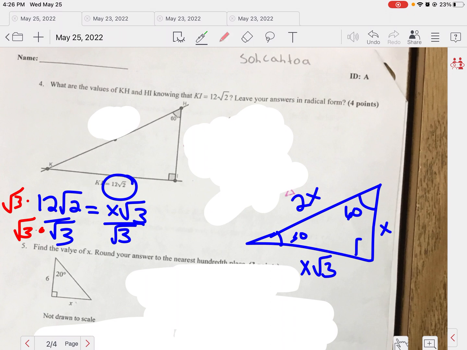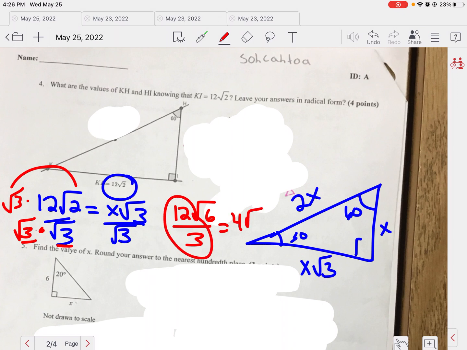okay? So again, 2 and 3, there's nobody to combine with, so that's going to be 12 square roots of 6. Square root of 3 times the square root of 3 is 3. And I can reduce this to make my life easier. The 12 and 3 reduces to 4 square roots of 6. And that's what x equals. So that's what this side is, 12 square roots of 6. I'm sorry, 4 square roots of 6. So this is 4 square roots of 6 because that's what x equals.